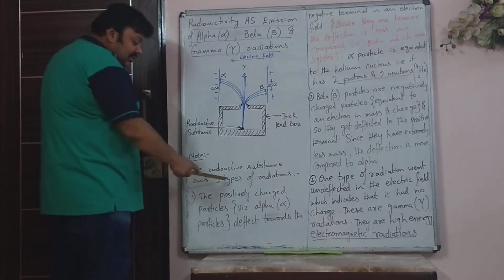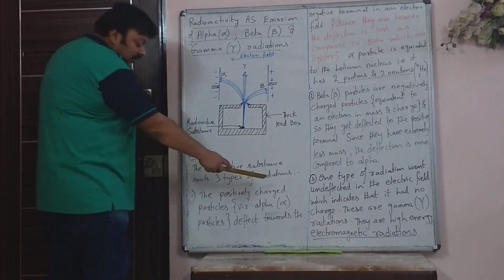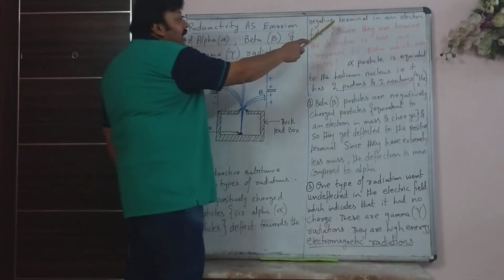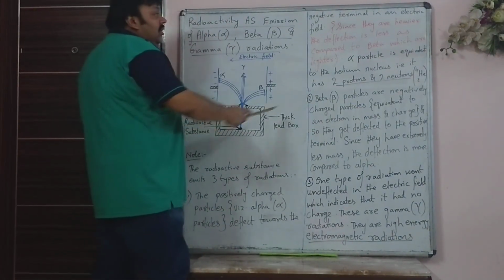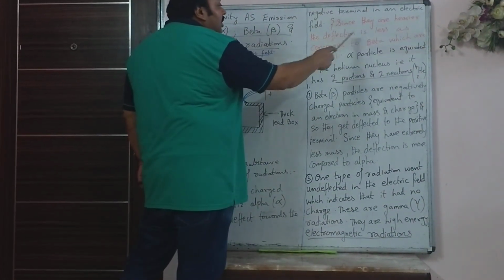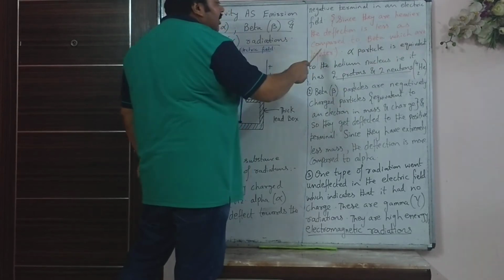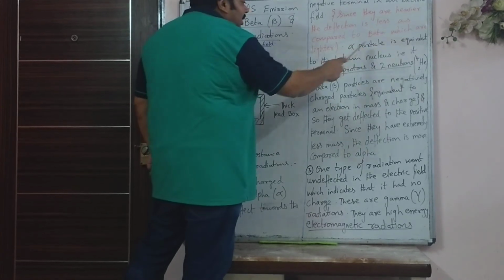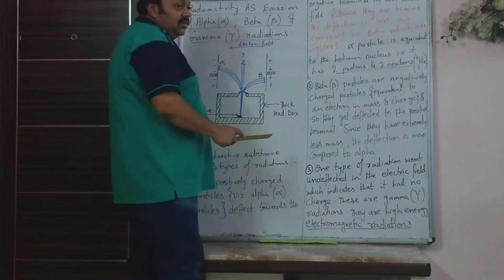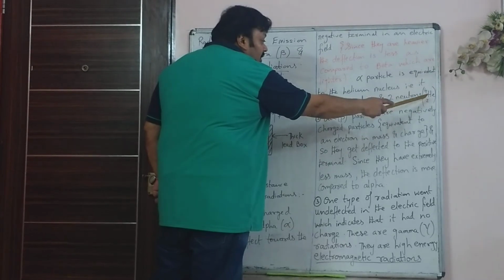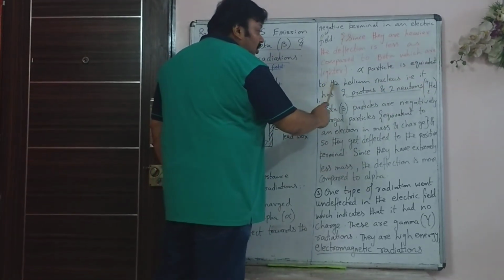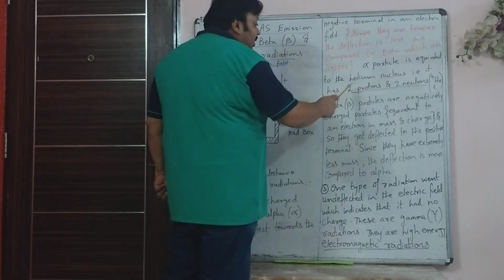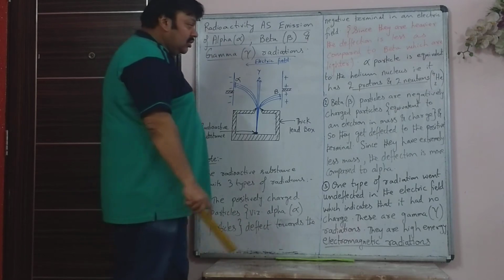So here I will read what is written. The radioactive substance emits 3 types of radiations. The positively charged particles, namely alpha particles, are deflected towards the negative terminal in an electric field. Since they are heavier, the deflection is less as compared to beta, which are lighter. Alpha particle is equivalent to the helium nucleus. Helium has 2 protons and 2 neutrons. I am not talking about the atom with electrons. That is, it has 2 protons and 2 neutrons.